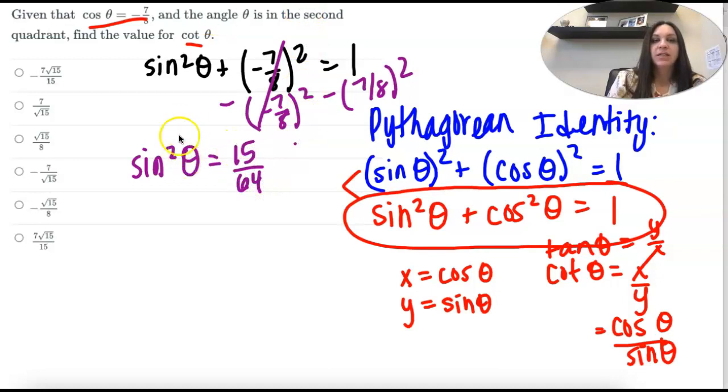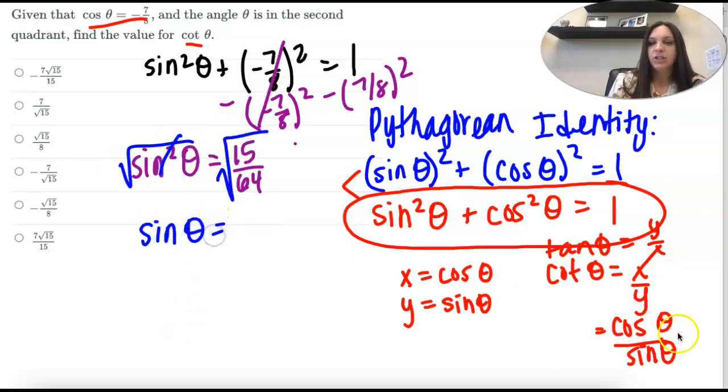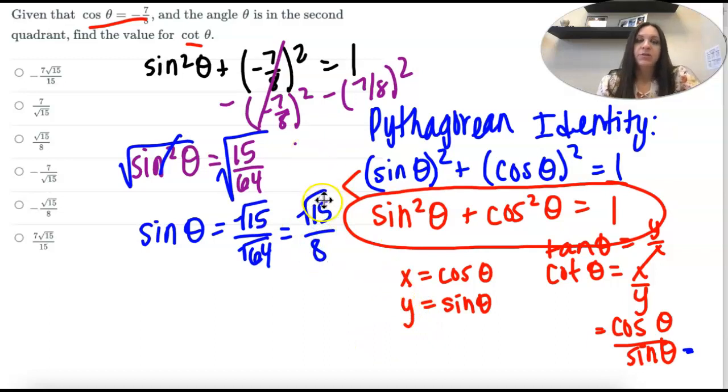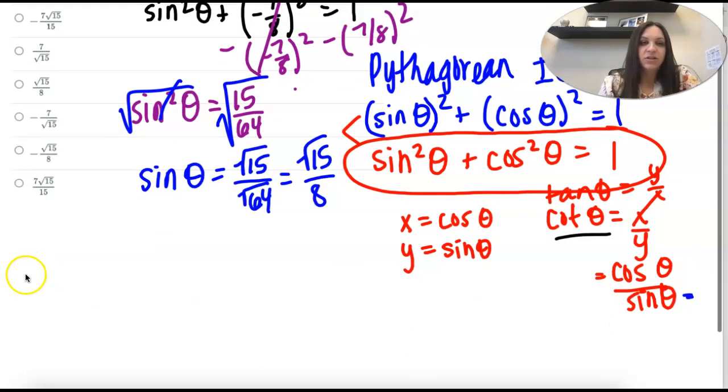But I don't want sine squared, I just want sine. So I'm going to take the square root of both sides. So now I just have sine theta, which I need to go down here. And I'm going to split this square root because I know that the square root of 64 is 8. That's a perfect square. So now I have a sine value and a cosine value that are going to go in for cotangent.